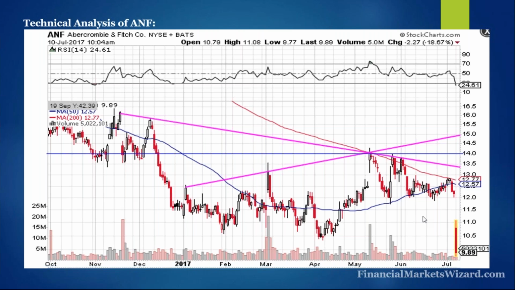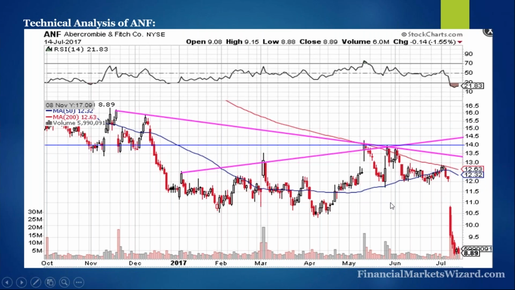Let me show you. So this is what ANF is. It just kept going down. It will continue. My long-term target, if you're short on this, is like $6.30. So it will continue going down. So no point in buying it.